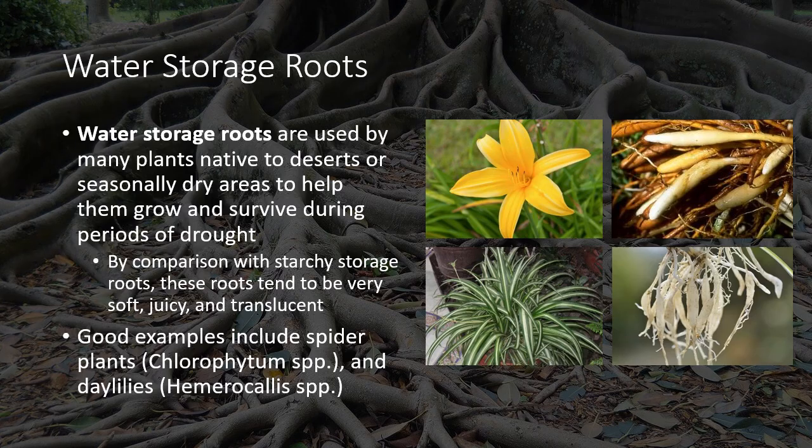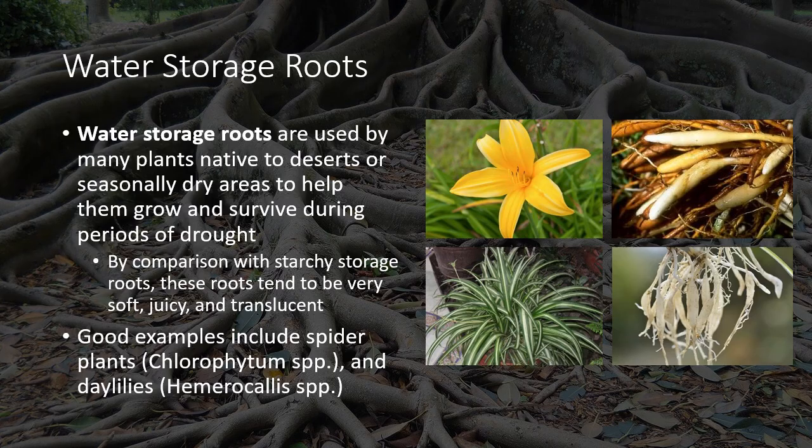Water storage roots are used by a lot of plants which are native to really dry regions to stockpile water. And then because they've got a stockpile, they can actually continue to stay green and grow even during periods of drought. You can usually tell if a plant is storing a lot of water because the roots won't be as solid. They'll be really juicy and often translucent.